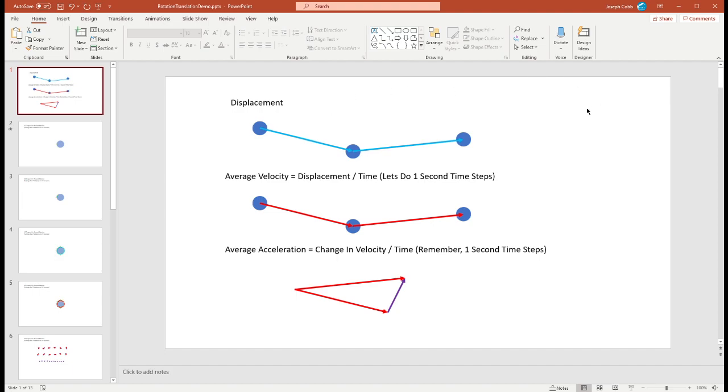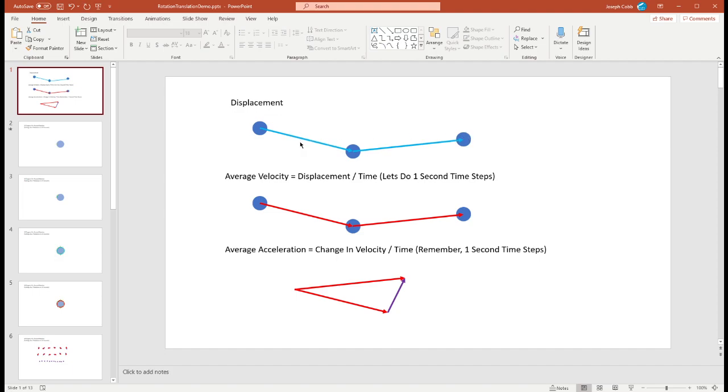So, first off, I just want to recap what we understand by displacement and velocity, or average velocity in this case, because it's not continuous, so it has to be an average, and average acceleration. So if we've got point A, point B, point C, and we move from point A to point B, this is our displacement, the distance travelled. Then we move from point B to point C, this is the next displacement, the distance travelled.